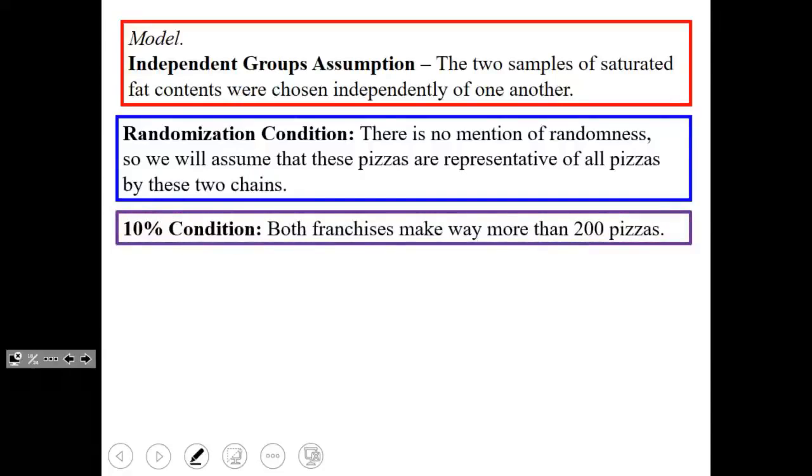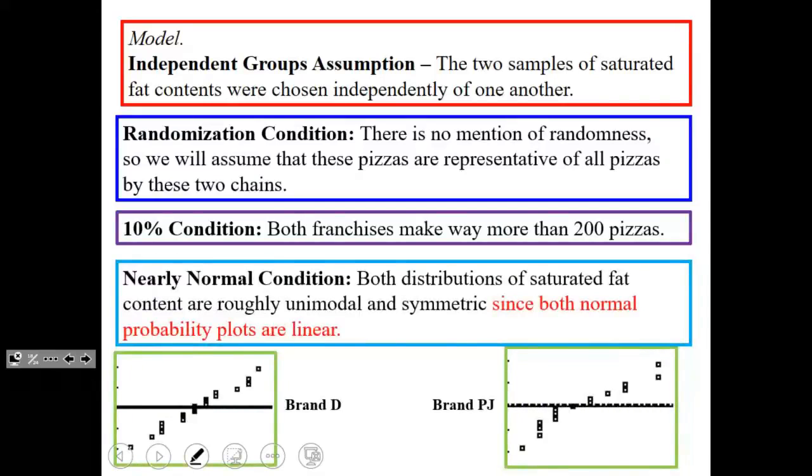10% condition? Yeah, 10 times my sample. My largest sample is only 20 pizzas. 10 times 20 is 200. Obviously, both pizza chains sell far more than 200 pizzas. Nearly normal condition. If you plot your data using the normal probability plot, you end up with what look to be fairly straight lines. They're fairly linear. So I'd say they're nearly normal.